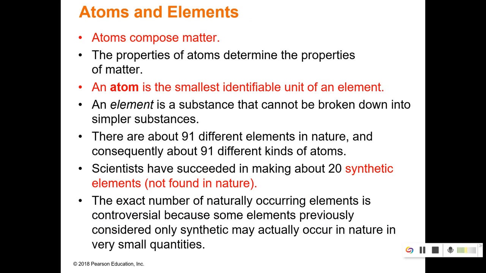Just remember, atoms make up everything. They compose matter. An atom is the smallest identifiable unit of an element, and elements are found on the periodic table, which we'll talk more about in part 2 of chapter 4. But just remember from chapter 3, elements can't be broken down into simpler substances. There are natural elements and there are synthetic elements. The exact number of naturally occurring elements is controversial, because we have discovered some that we thought were synthetic that we now find in nature.